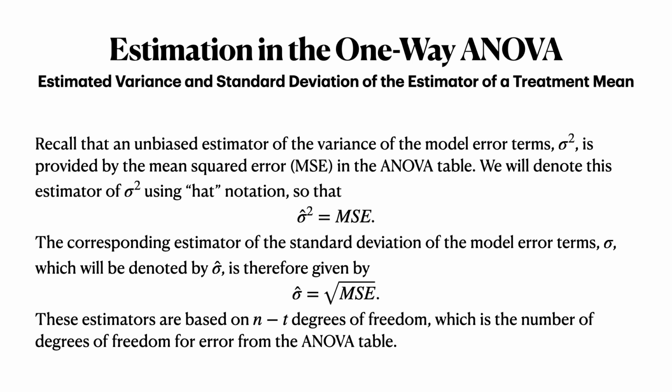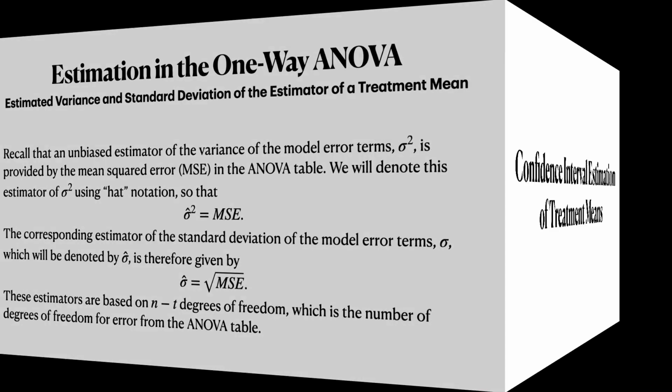The corresponding estimator of the standard deviation of the model error terms, which is sigma, will be denoted by sigma hat, and is therefore given by sigma hat equal to the square root of sigma hat squared, or the square root of MSE. Now these estimators are based on n minus t degrees of freedom, which is the number of degrees of freedom for error from the ANOVA table. Now that we have those components, we're in a position to look at confidence interval estimation of the treatment means.